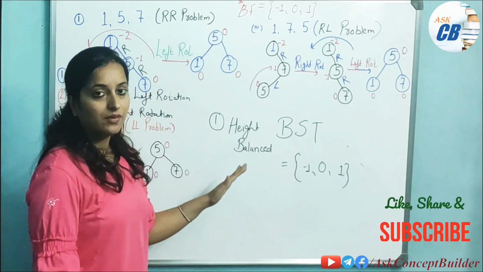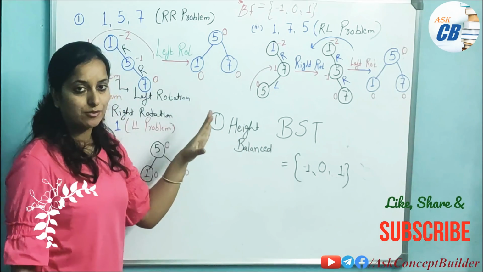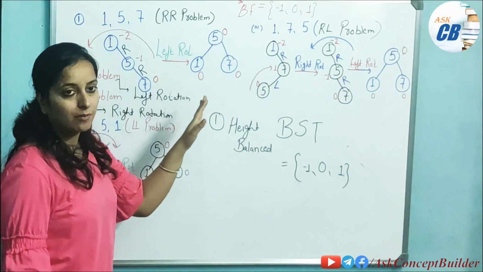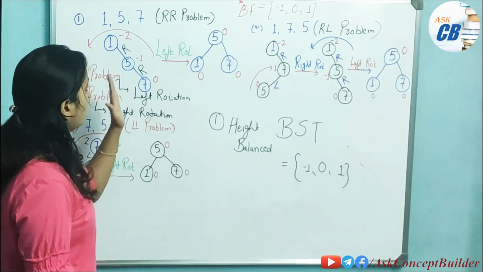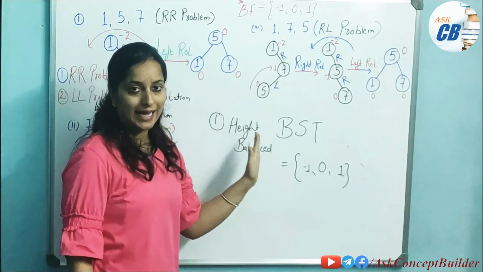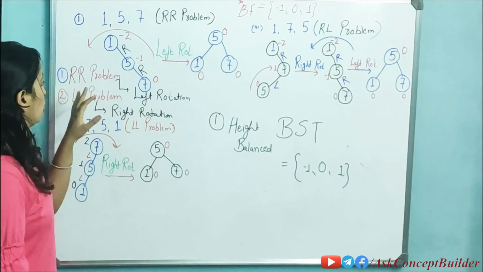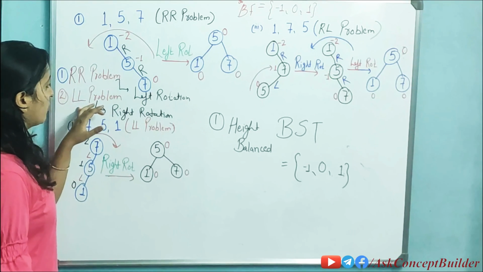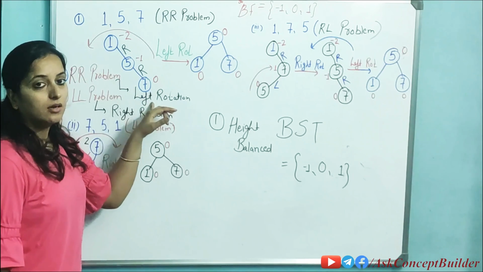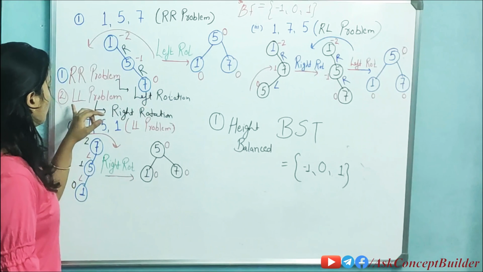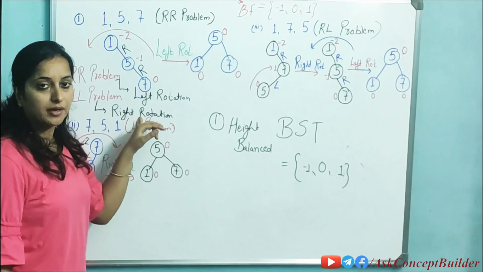Then after that we have seen that we get 4 types of problem: LL problem, RR problem, RL problem, and LR problem. And finally we have reduced those to 2 basic problems: RR problem and LL problem. For the RR problem your solution is left rotation, and for your LL problem the solution is right rotation.